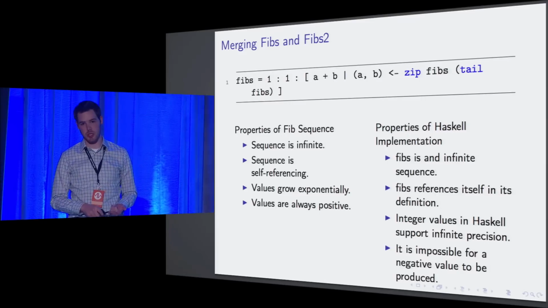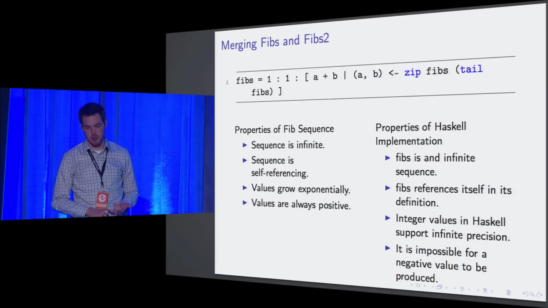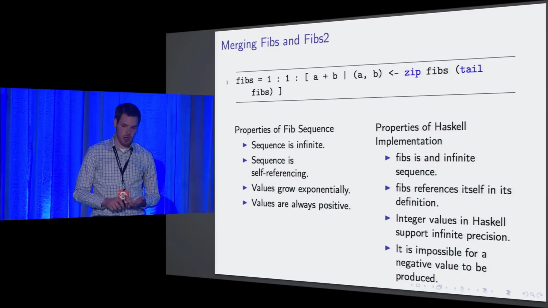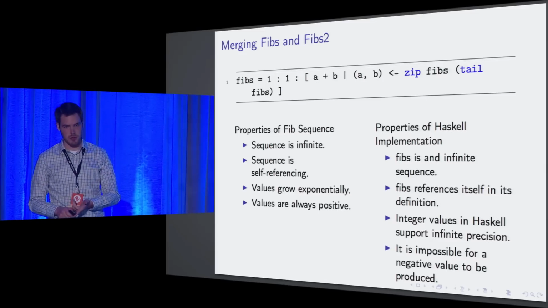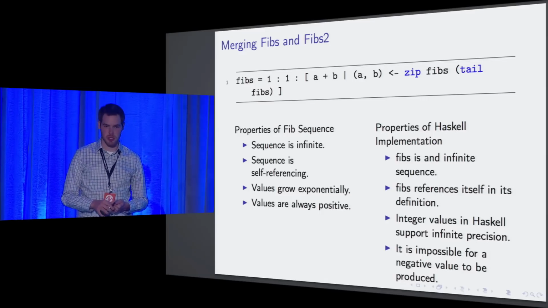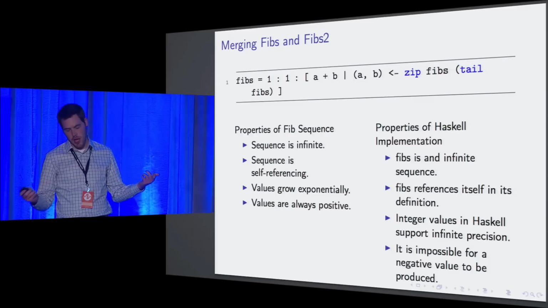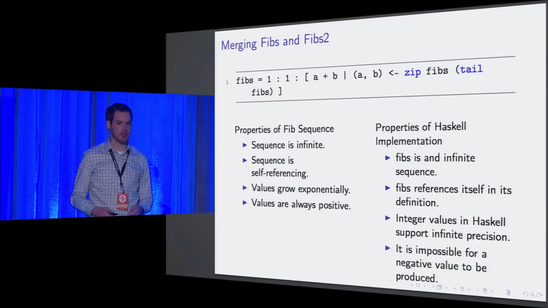Right? The Fibonacci sequence is an infinite series. What we've defined here is a recursive infinite series. The Fibonacci sequence is self-referencing. What we defined here is fibs defined in terms of fibs, so we have our self-referencing requirement. And because Haskell's default integer position is to be infinite precision, we can also handle the exponentially growing values of the Fibonacci sequence. And finally, because it's a list, Haskell will just give you an out-of-bounds exception if you try and go to the negative third index.